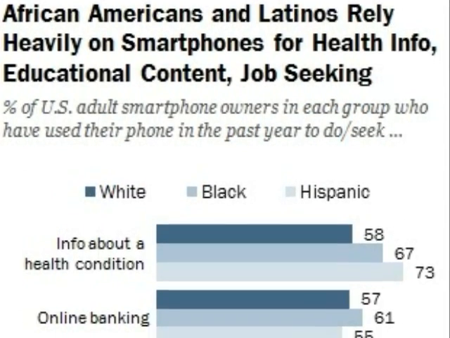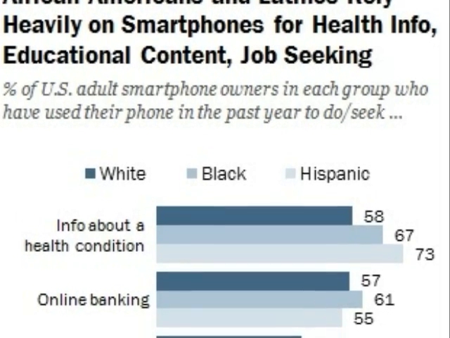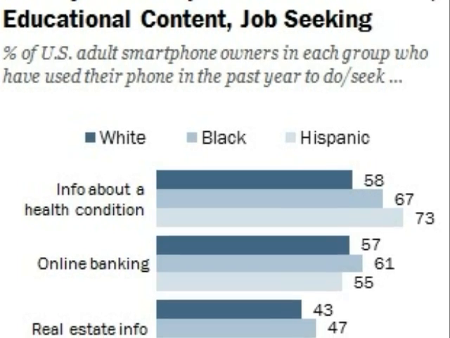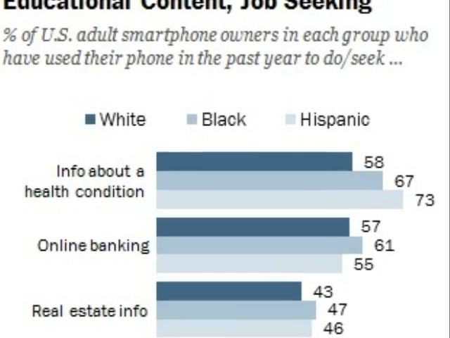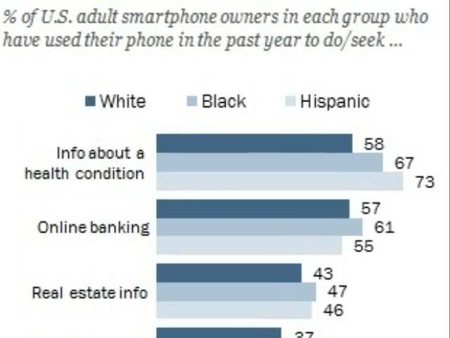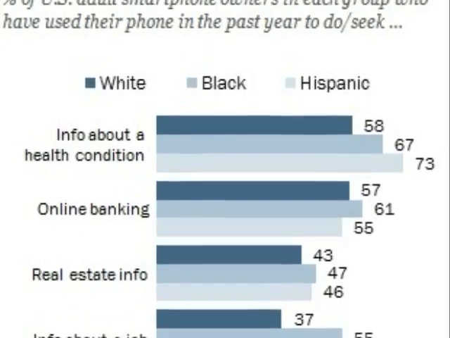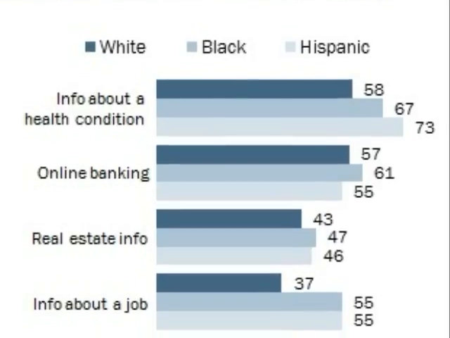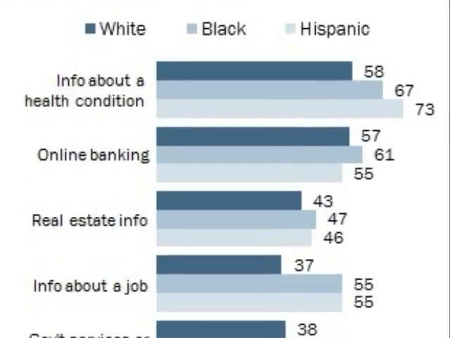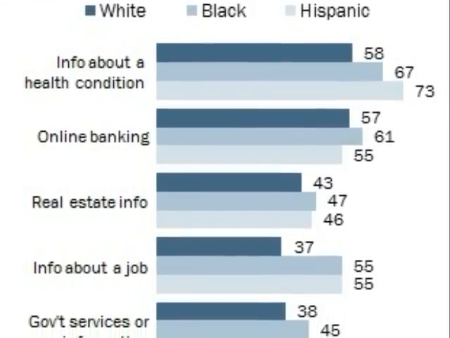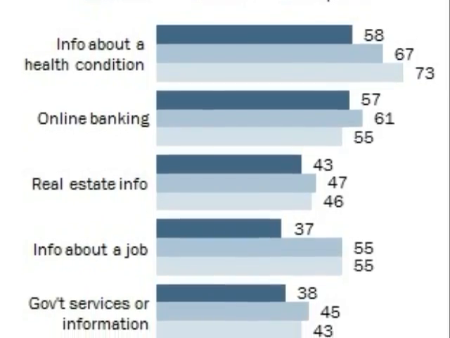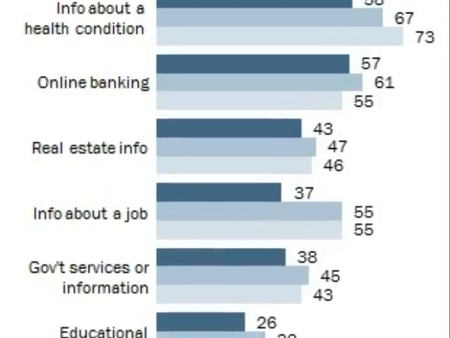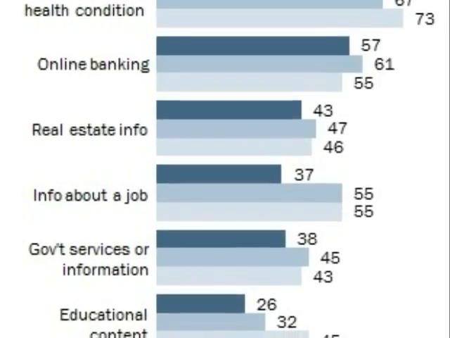To finish up with race, let's take a look at how heavily different races rely on their smartphones for health information, educational content, and job seeking compared to laptop or home PC usage. If we take a look here, the white population compared to the blacks and Hispanics uses their smartphone less for information about health conditions, online banking, real estate info, job searches, government service information, educational content, or to apply for a job.